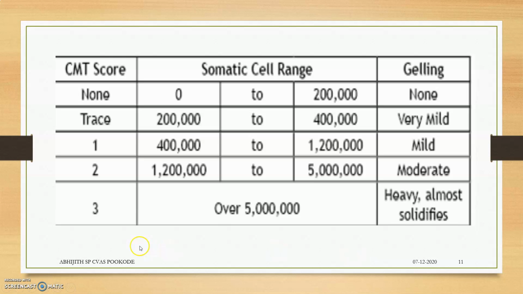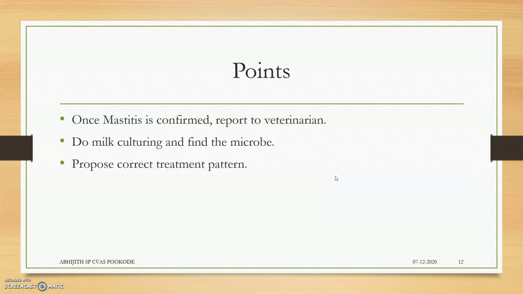This is also the somatic cell range and the CMT score. Negative can also be called none. None does not mean there are no somatic cells, so do not have that misconception. You will have around 2 lakh somatic cells. In trace, it's up to 4 lakh, and in score 2, it's up to 50 lakhs.